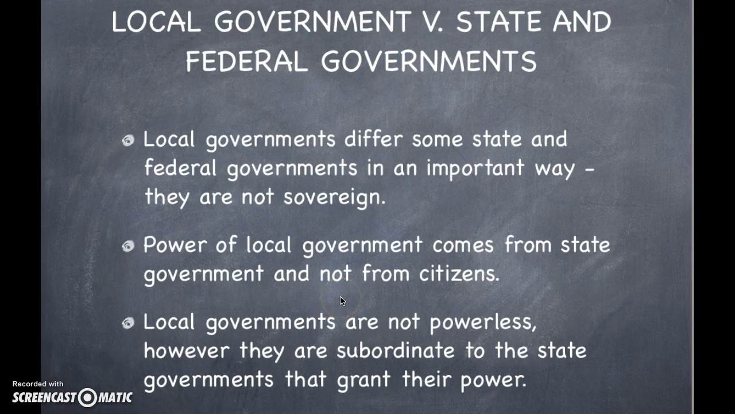But first, just a quick overview on some basic civics information, and here we're talking about local government versus state and federal governments. The key difference is one that's significant, and that is local governments are not sovereign. Federal government is sovereign, states are sovereign. So what that means is the power of local governments comes from state governments and not from the citizens. So the state gives local government their power, and that's enacted through state law.